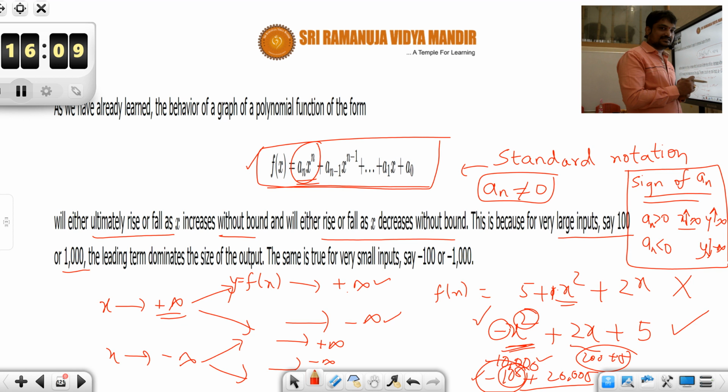Say initially if you have considered plus, then change it to minus, and then again observe the same trend, the same analysis: by increasing x values, how does the functional value increase or decrease? Then you will observe this conclusion: the sign of an determines the end behavior. That is, if an is positive, as x tends to infinity, y also tends to infinity. The functional value keeps growing indefinitely.